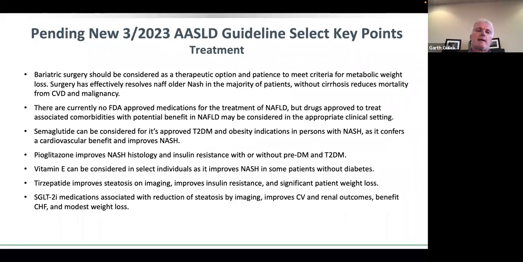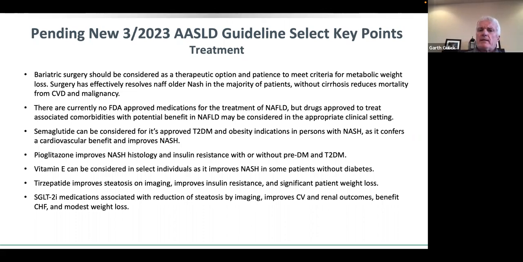Looking at other treatment aspects that I pulled out of the pending guidelines that I thought were important, these are new from the 2018 guidelines: bariatric surgery is going to be considered a therapeutic option to meet criteria for metabolic weight loss. It's now proven sufficiently that it resolves NAFLD and NASH in the majority of patients without cirrhosis and reduces mortality from both cardiovascular disease and malignancies, including non-hepatic malignancies. So we're going to have to think about this in corrections. In Oregon, at least, this has not been something we triage our patients to.